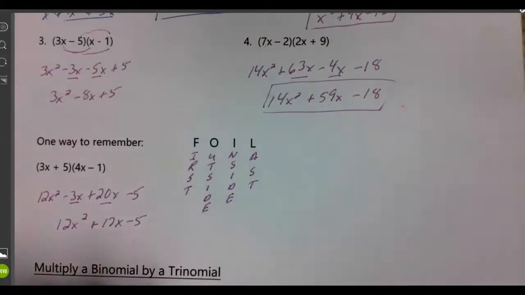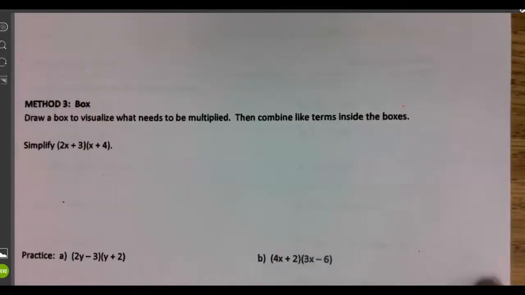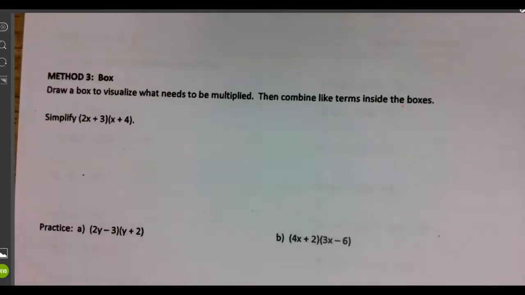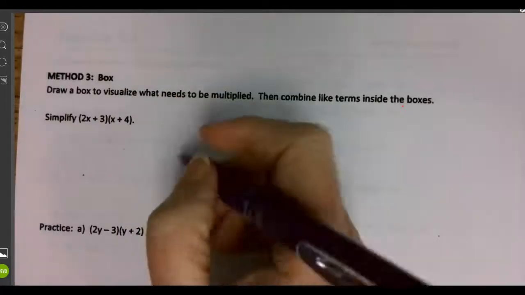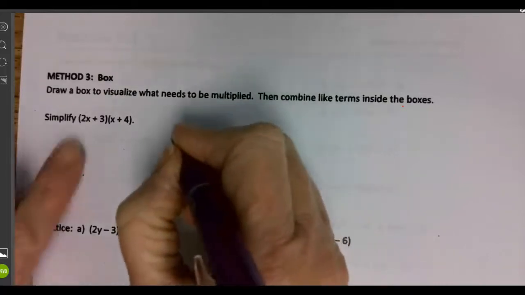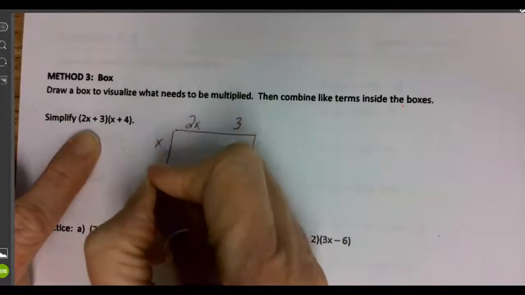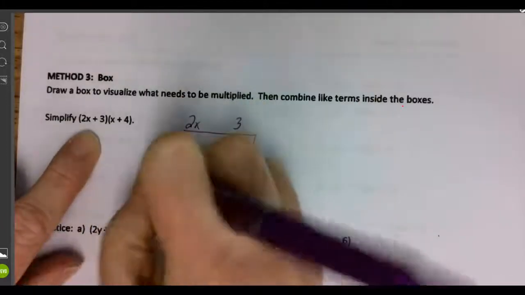There is one other method. Go to the back. It's called the box method. And this is if those other ones are like, man, too much, and you just want to organize it. What you do is you draw a box. And you put one binomial up at the top. And you put the other one off to the side. Whoops, that's a 4.